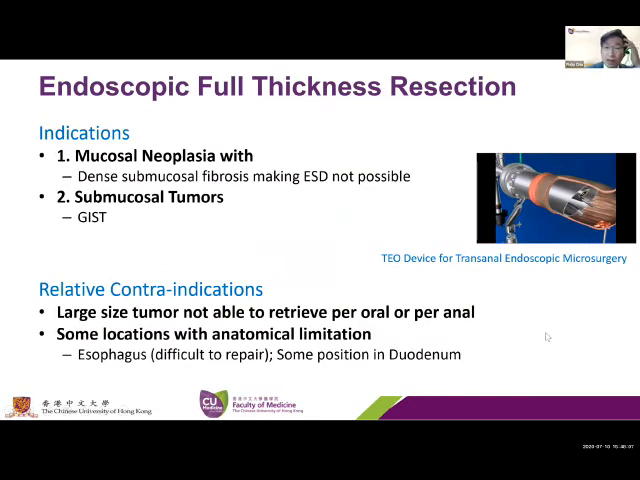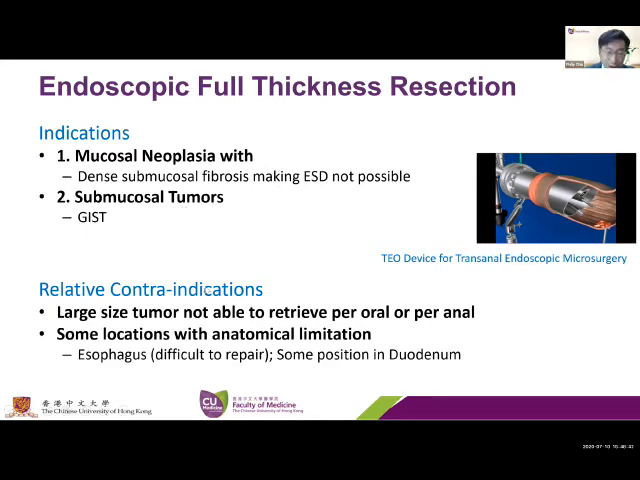EFTR has been developed since the early 90s, with colorectal surgeons performing transanal endoscopic microsurgery with the TEO device. I think they are doing full thickness resection for early rectal cancer. The concept is to perform full thickness resection and afterwards suture the defect. I think currently it is indicated for mucosal neoplasia with dense submucosal fibrosis, making ESD not possible, and also for some submucosal tumors like a GIST tumor.